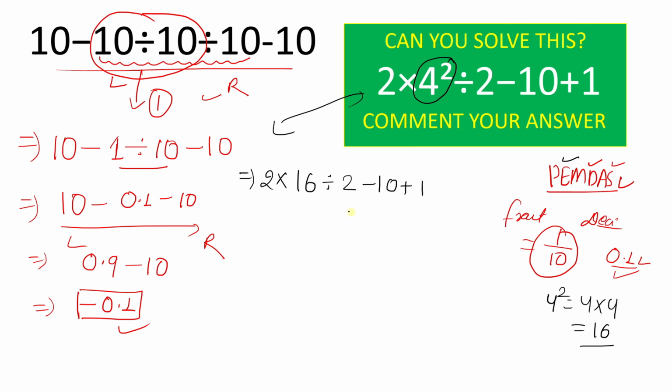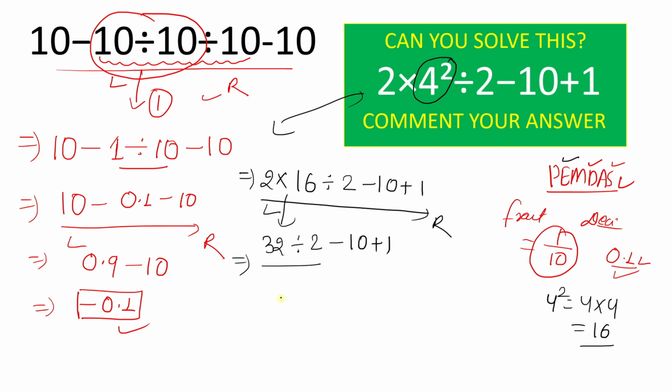Now here again we have four operations: multiplication, division, subtraction, addition. Out of those operations, multiplication and division have higher priority than addition and subtraction, and multiplication and division have the same priority. So we will do throughout left to right operations. 2 times 16, which will be 32, divided by 2 minus 10 plus 1.